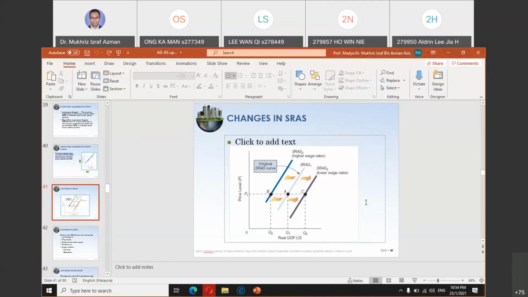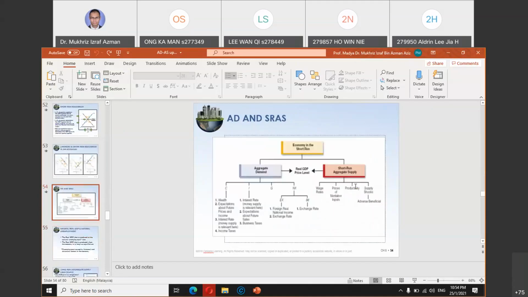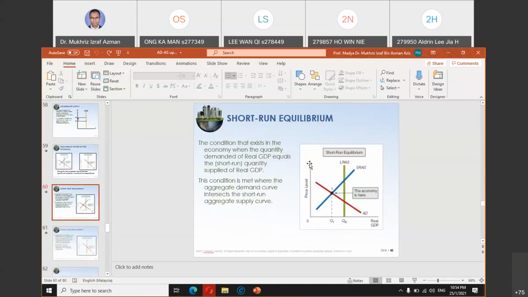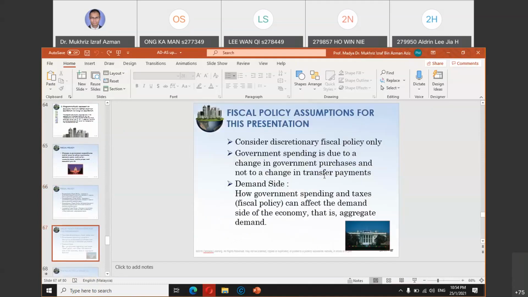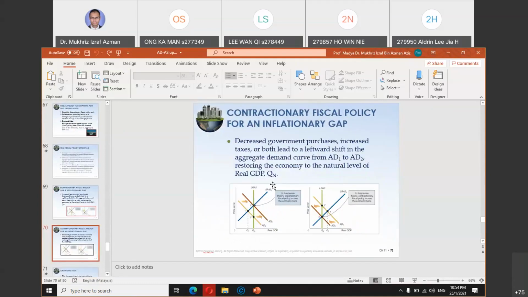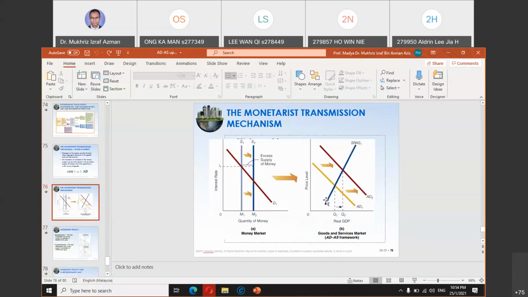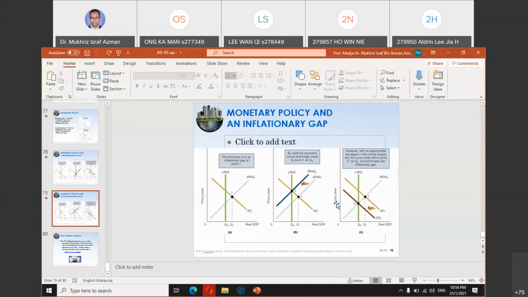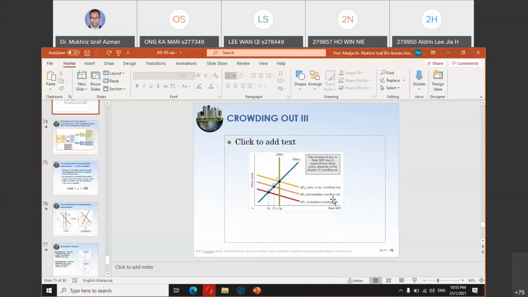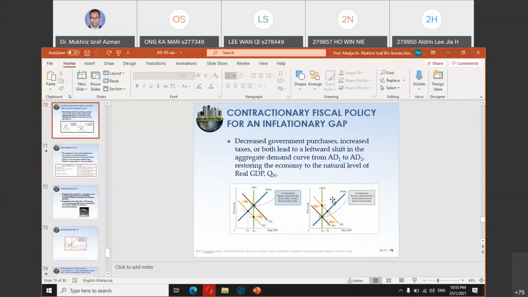Then the concept of long run equilibrium. Long run equilibrium is basically when the long run aggregate supply, LRAS, intersects with aggregate demand. The long run aggregate supply curve will intersect with the aggregate demand curve. We didn't discuss all of this in the lecture, so I'm not going to discuss this. It's not relevant for your test.